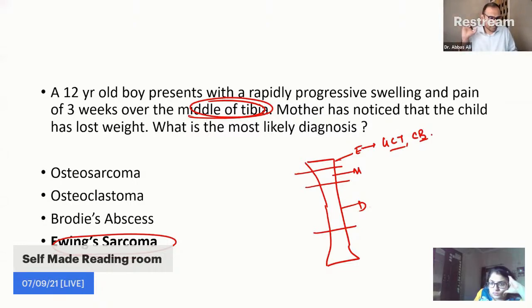Chondroblastoma, it is not there. Giant cell tumor. Okay. Now, what about diaphysis? What are the tumors you have to remember in diaphysis? There are many, but at least two you should remember. Now, what are those? Ewing sarcoma and osteoid osteoma. Everything else will go to metaphysis.